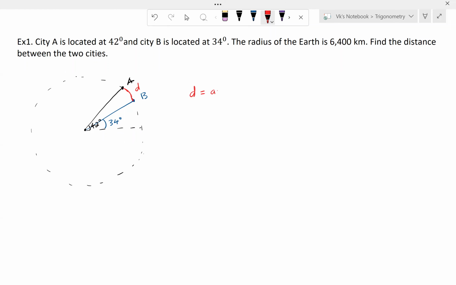D is the same as the arc length. And that would be theta multiplied by the radius r. Well, we know the angle theta is just the difference between the two CDs. 42 degrees minus 34 degrees. The radius is 6,400. So plug this in the calculator.